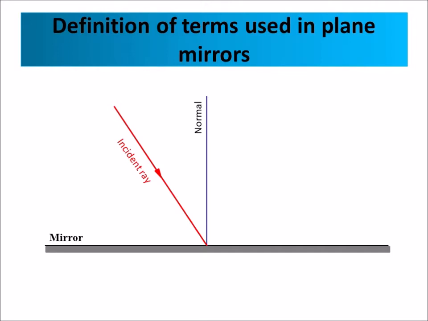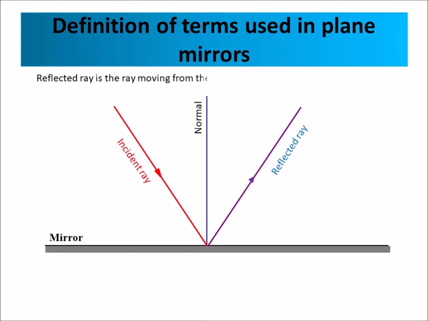Now, after striking the reflecting surface, the ray does not stop there. So it bounces off from the surface of the mirror. So what do we call this ray that bounces off? So this is the reflected ray. And how is it defined? So the reflected ray is the ray moving from the reflecting surface.